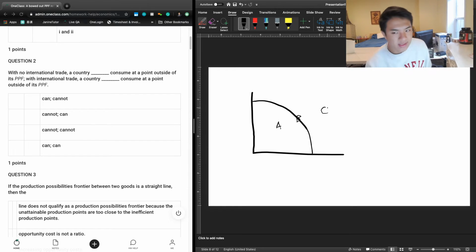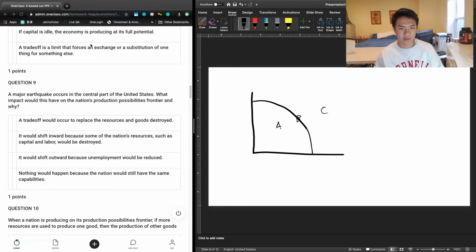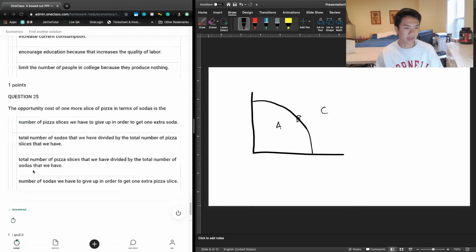And so we can use this knowledge of the relationship to answer the question. It says, with no international trade, a country can or cannot consume at a point outside of its PPF. And we're going to say cannot, right? Consuming outside of the PPF is not possible without engaging in trade. And then the other question is, with international trade, a country can or cannot consume at a point outside of its PPF. The answer is it can. So we're going to go cannot and can, and hopefully that's what the previous tutor said, and they said cannot and can, which is great.